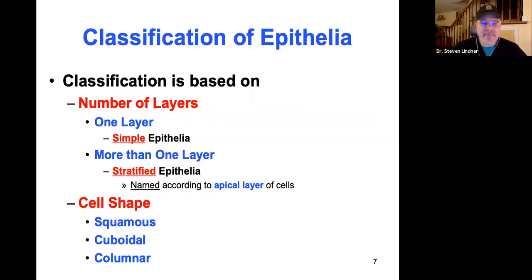Now let's get into epithelium in terms of how do we identify it? How do we name it? Because essentially, this is a big part of what students need to be able to do for their exams, whether it's lecture or lab, to understand how we identify epithelium.